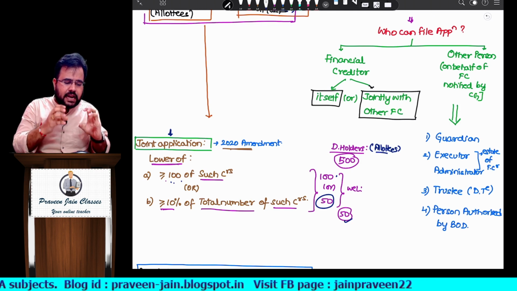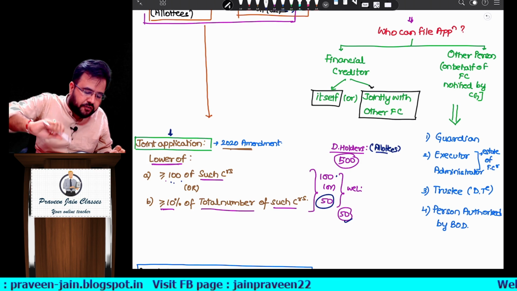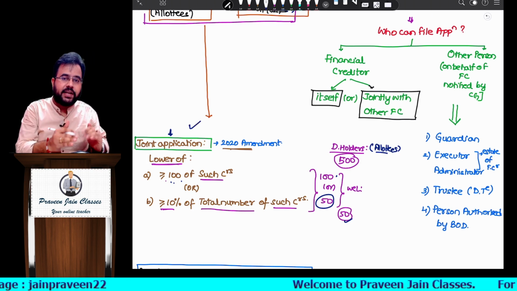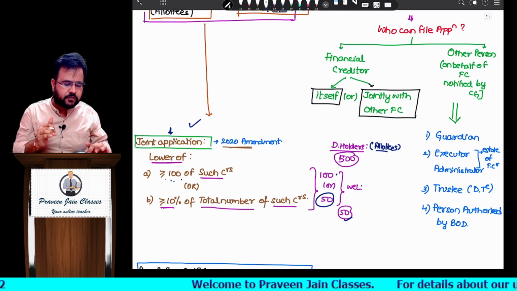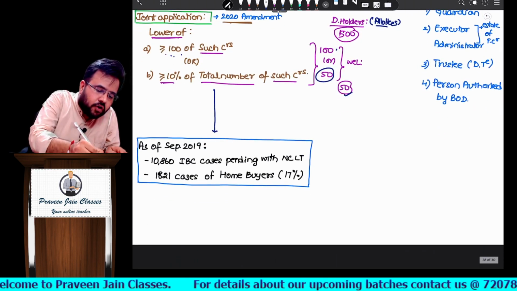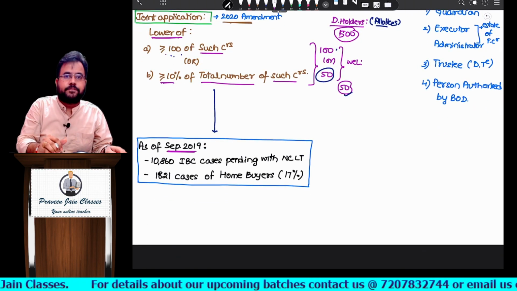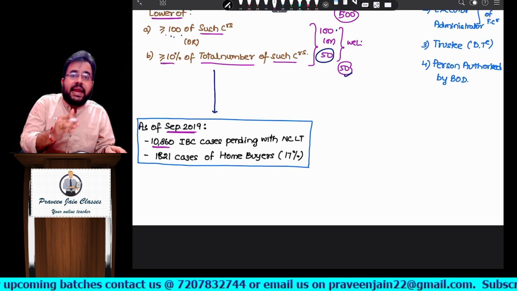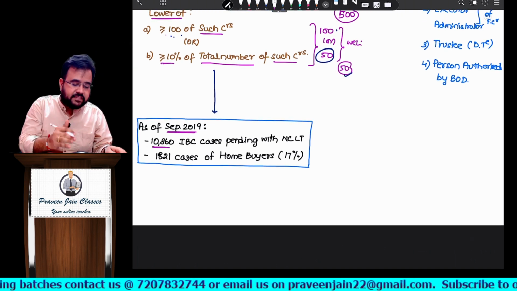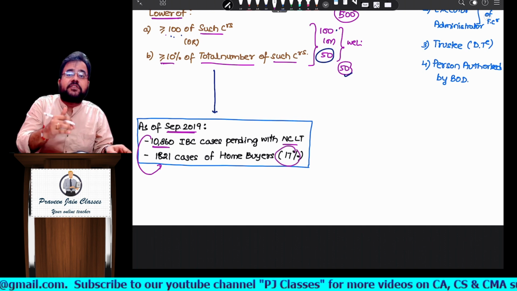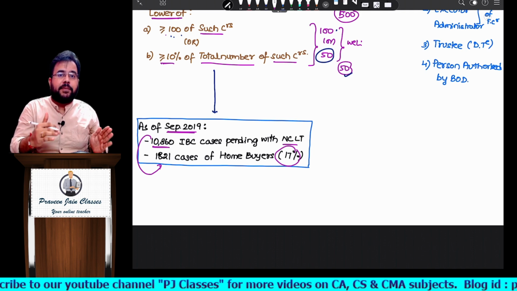Now, sir, the question is, what could be the logic of bringing this amendment, sir? Okay, a very important amendment, sir. The IBC Amendment 2020 is very important, applicable for your November exam. So what could be the logic, sir? I tried to find out, sir, and as on September 2029, what we observed was that 10,860 cases were pending with NCLT. Of these, specially 1821 cases were only of home buyers, meaning 17% of total applications. So many applications were pending, sir.